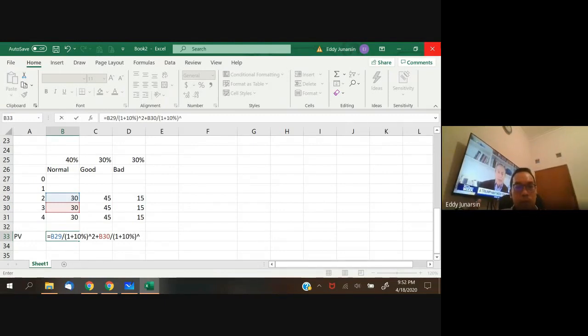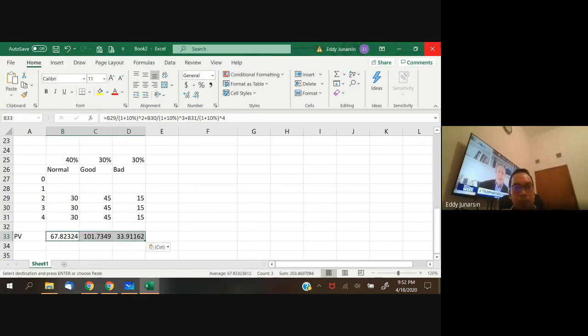Why 3? Because we have 3 steps, right, to go back to the current situation, because we are looking for the present value as of today, right? Plus this one divided by 1 plus 10% to the power of 4. Okay. So 67.82, that's the present value of future cash flows for the normal scenario. So we'll make a copy and paste mechanism for all other scenarios.